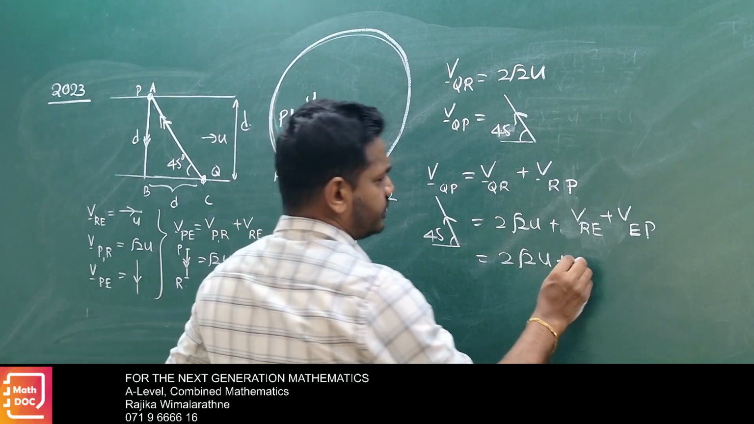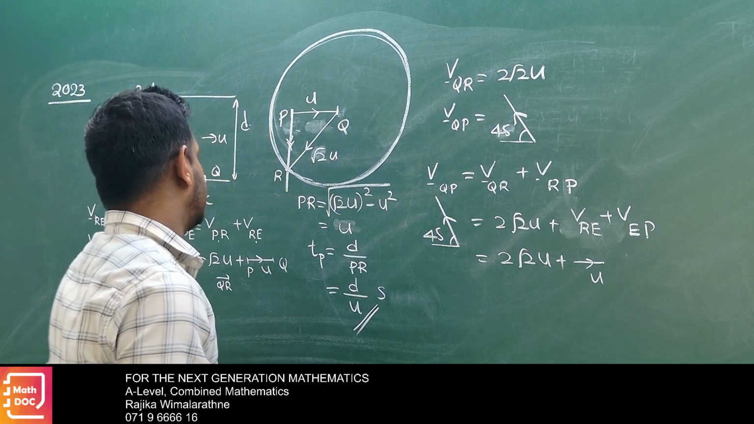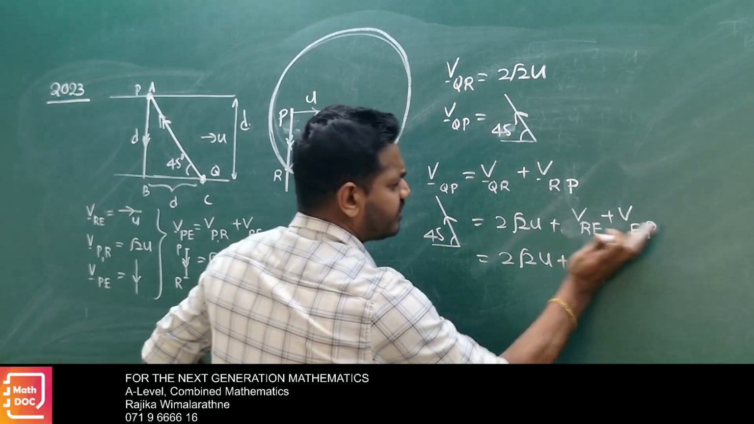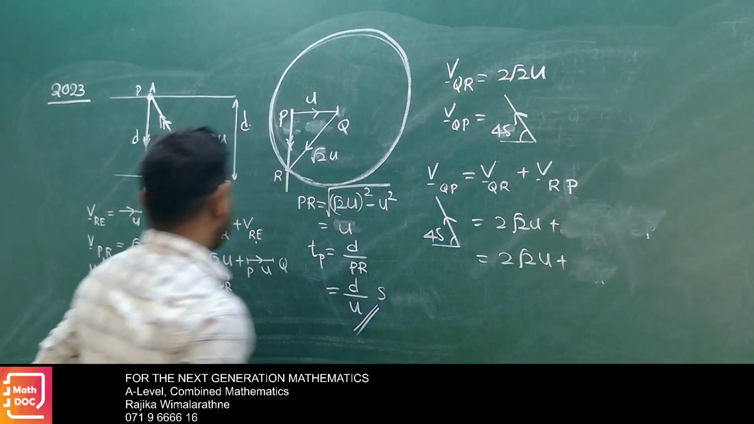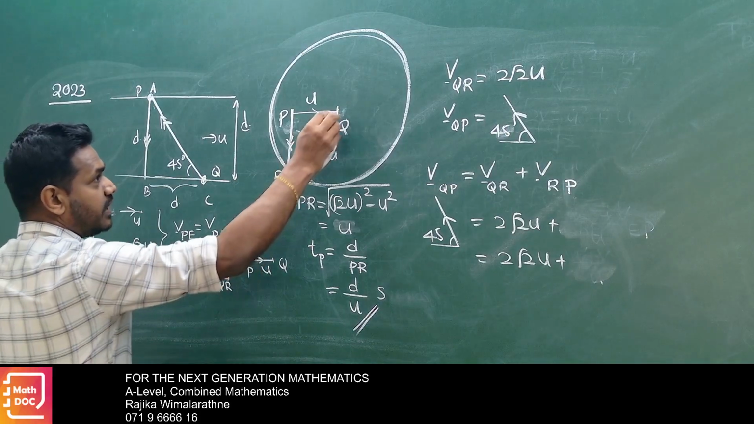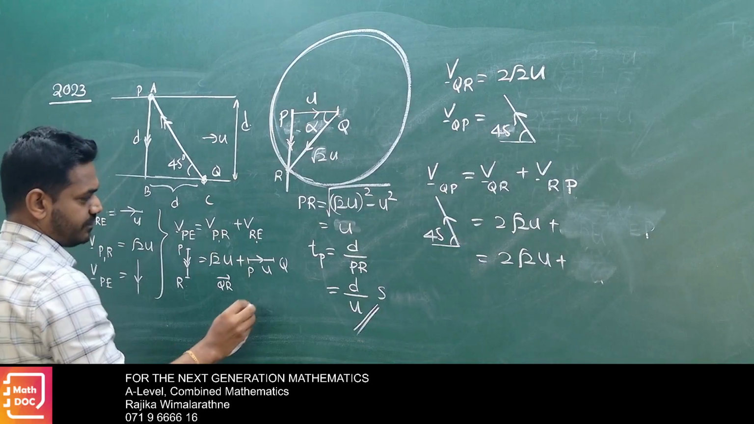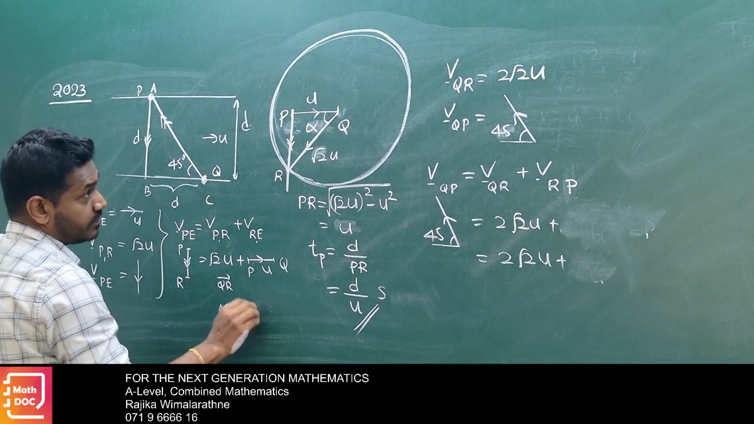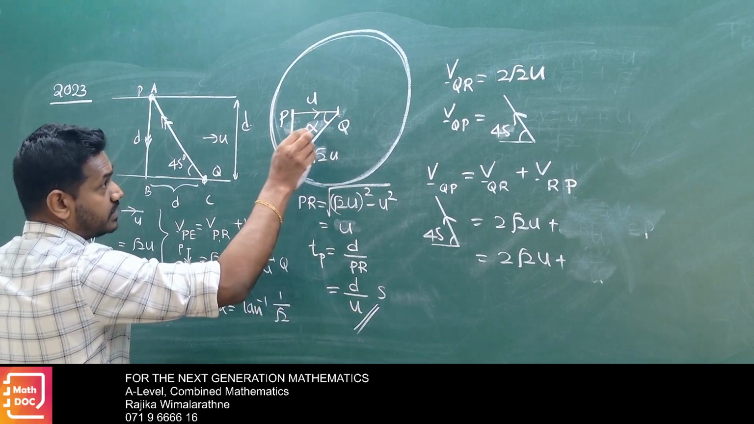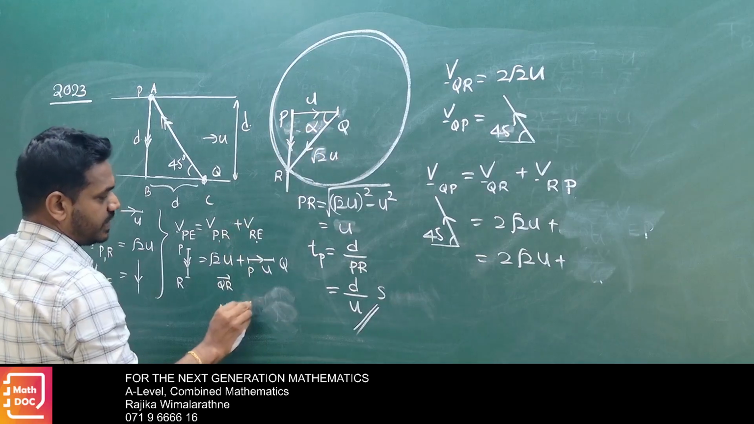Then river velocity U. Here we can take velocity of P with respect to R. Here its direction, take angle alpha. Alpha is tan inverse 1 over root 2. Now cos inverse. Here alpha equals 45 degrees, no? Pi divided by 4.